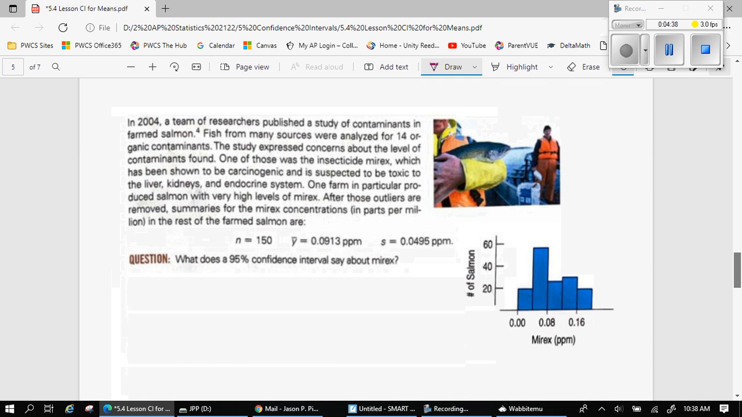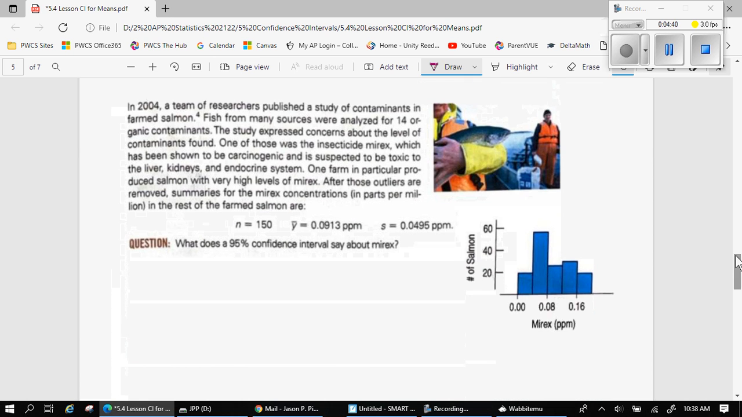It seems like a bit of a gray area. It is, but what you want to do is check out the distribution of the sample. So take a minute, read this about salmon farming, and then we'll talk about creating a confidence interval for the mean concentration of this Mirex.